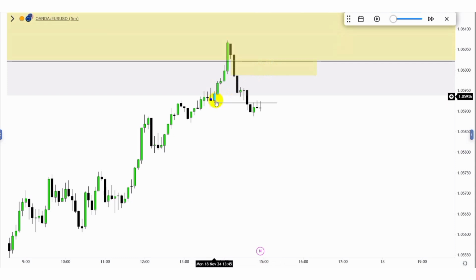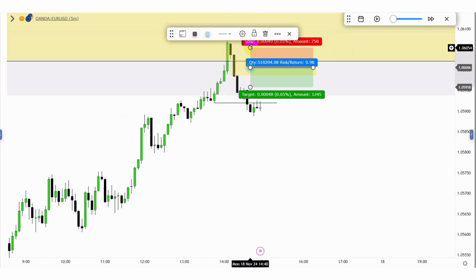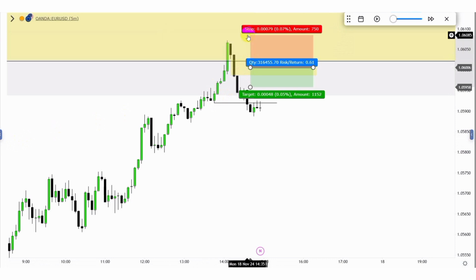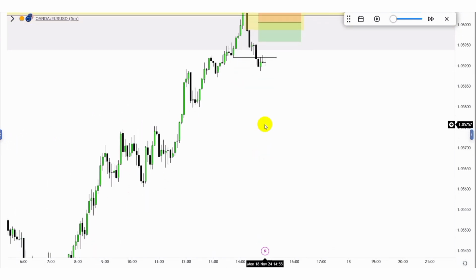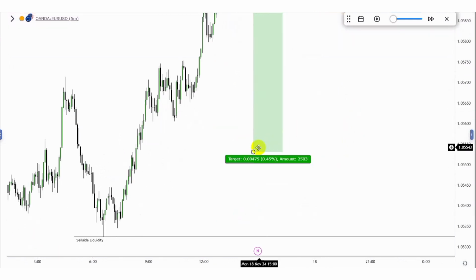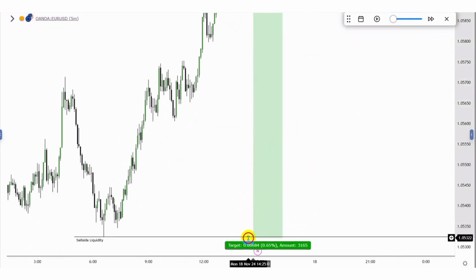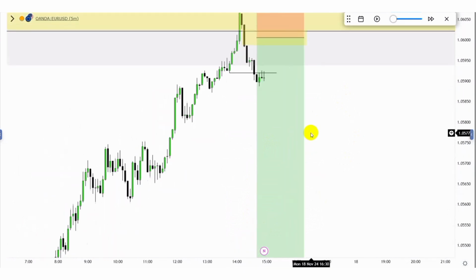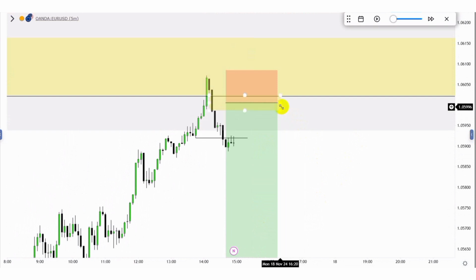Since we have a market structure shift, price took out the swing low points. So we could take a short position by utilizing this fair value gap. So we can place our entry here, our stop loss above the swing high. And then we look forward to see how price is going to fall into our zone where we're anticipating to see the sweep of this sell side liquidity, which we identified from the 1 hour time frame. So let's play price to see what happens.